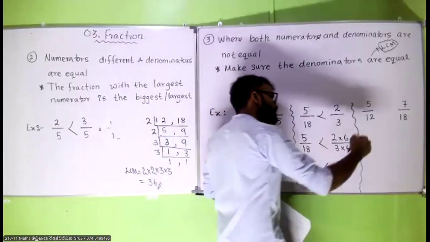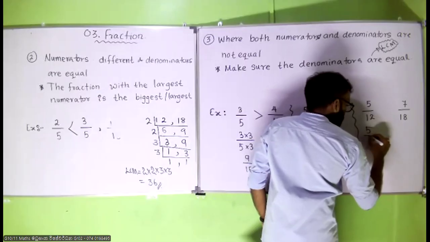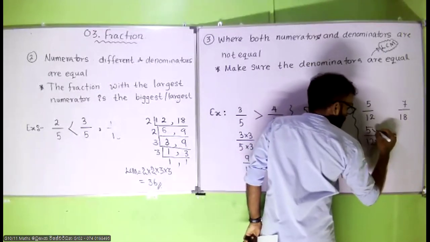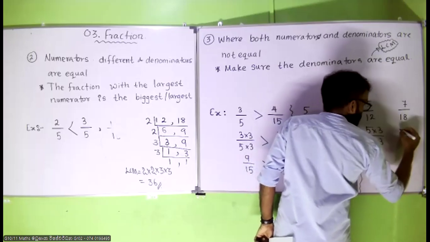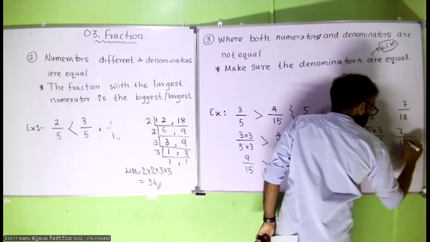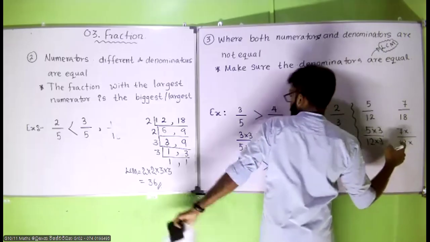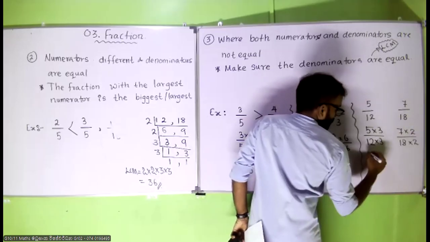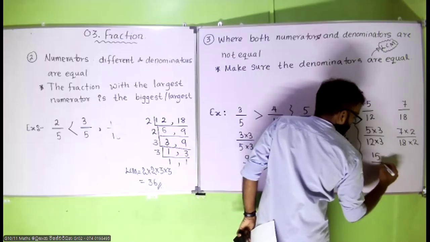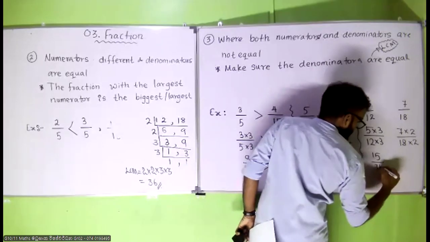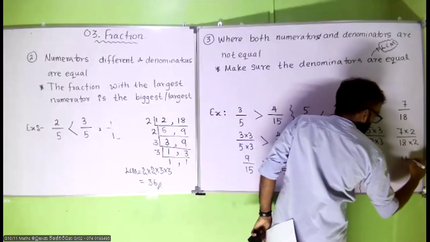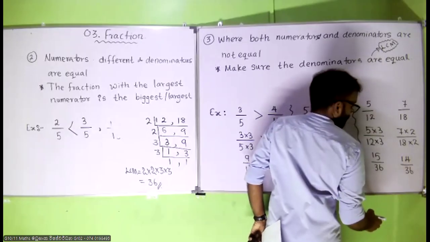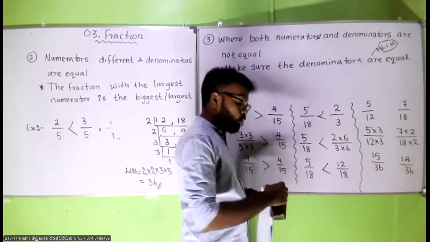So I am going to convert this 12 into 36, right? 12 multiplied by 3, 5 multiplied by 3. 7 upon 18. 18 can be converted into 36 by multiplying by 2. So 3 times 5, 15. 12 times 3, 36. 7 times 2, 14. 18 times 2, 36. So now you have equal denominators.